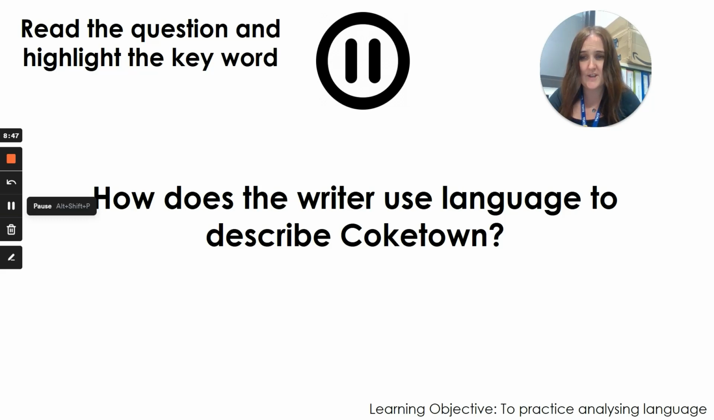So here is our question then. How does the writer use language to describe Coketown? Now, Coketown is a fictional town, which we'll talk about a bit in a minute, but we're thinking about how the writer describes a place called Coketown. So first thing I want you to do is to write down the question into your books and then highlight the key word. Okay, remember, a key word is the topic that we are being asked to write about. So pause the video now and press play when you're done.